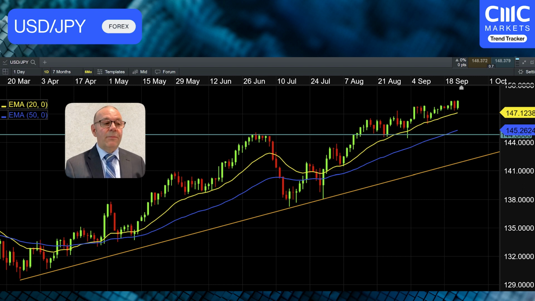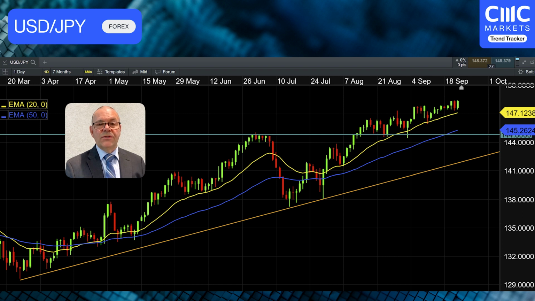The dollar-yen chart is a little bit different. Very powerful uptrend in place here. As you can see, that uptrend's been in place since end of March. That brown uptrend line there on my chart. You've got the 20 EMA in yellow, above the 50 EMA. Very strong, powerful uptrend in place. And the EMAs are diverging.